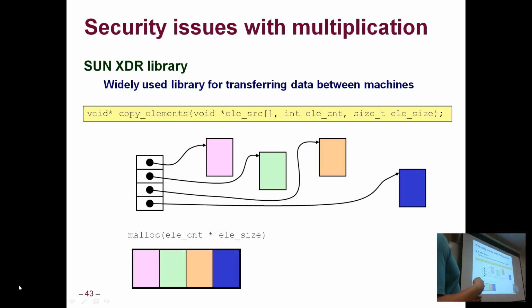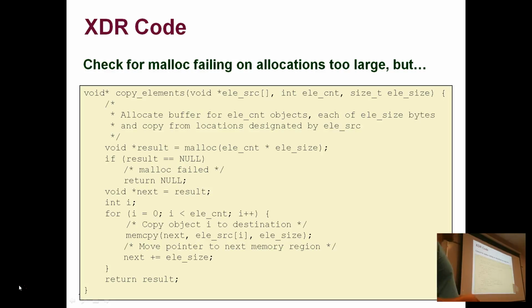This is the implementation. So you see this copy elements. This element source is an array, and this array has pointers, and there's a certain number of counts. So the count is the size of this, and the size is the size of each one of these. And then it wants to do this. So here's the code. Basically, you have the array, the count, and the size of each element. And it's doing this malloc, and it does an element count times the element size. And it tries to malloc that.